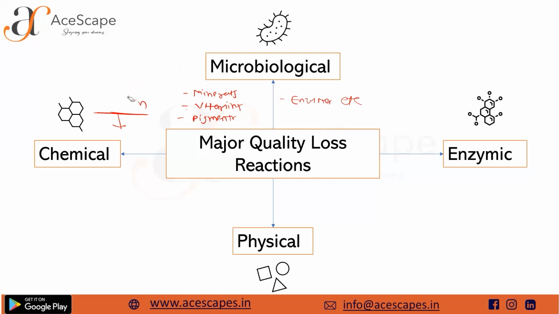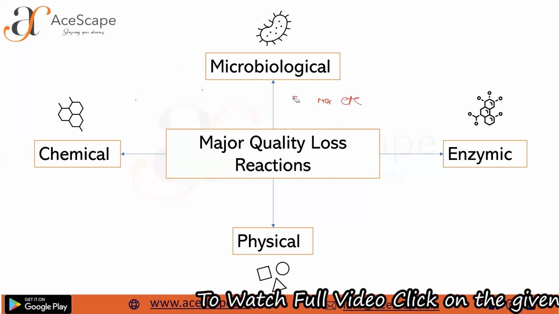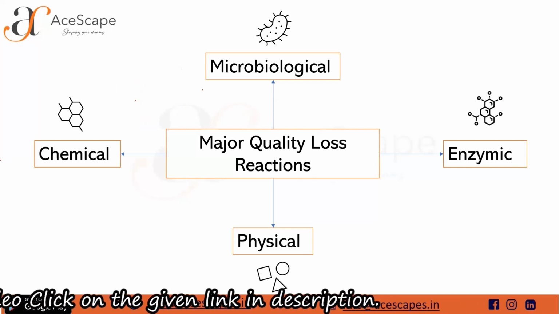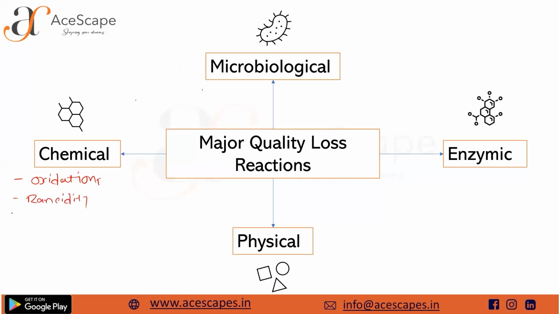Now let's talk about the major reasons for quality losses. As I told you, there are four reasons: chemical, physical, enzymic, and microbial. Now let's talk about them one by one. What may be the chemical reasons? So there may be some oxidative reactions, right? There is rancidity of fat, Maillard reaction of carbohydrate.